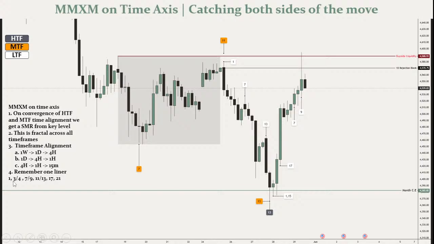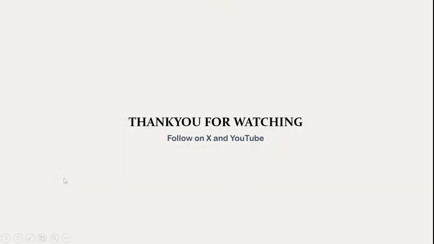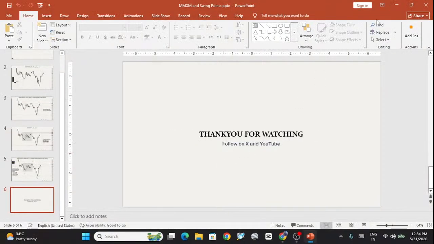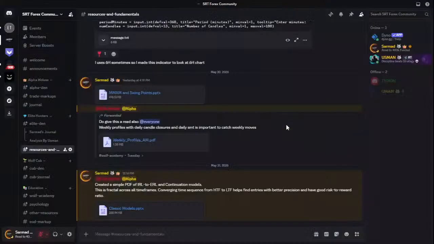So remember this one liner: 1, 3, 4, 7, 9, 11, 13, 17, 21. Always expect entries on 7, 9, 11, 13, or 17. These are the entry points. Align your price using candle closures and higher time frame key levels to get the best entries. So to better understand this, remember this one liner, and let's move on to the next presentation where I will tell you what basically these countings are.